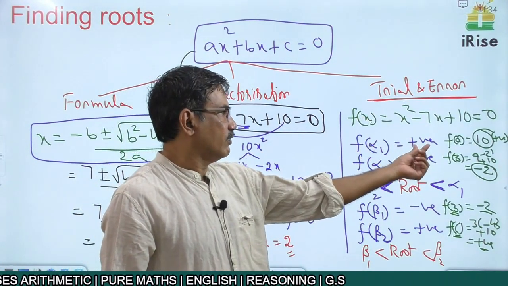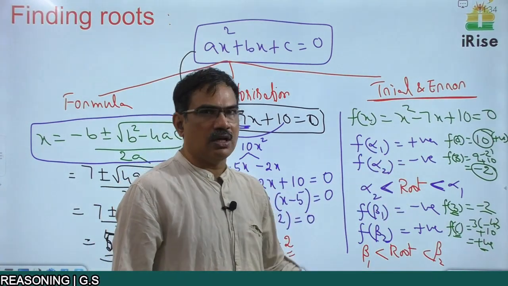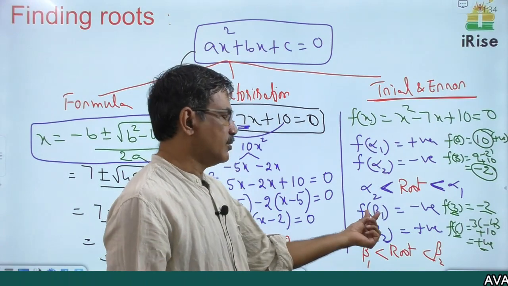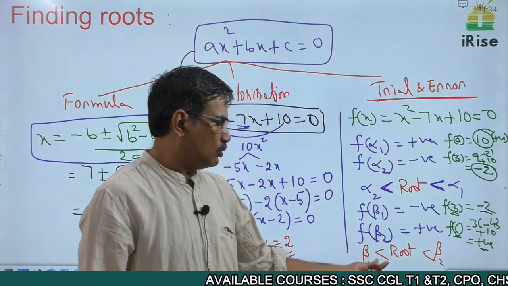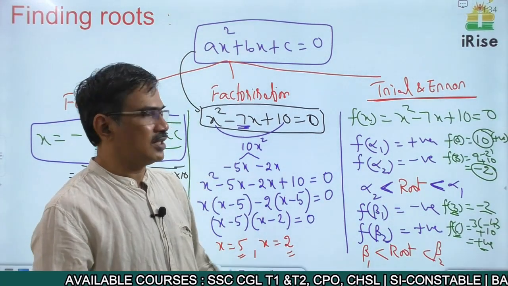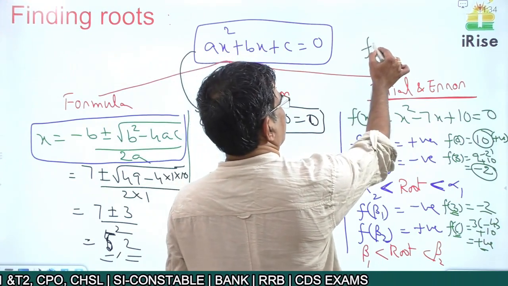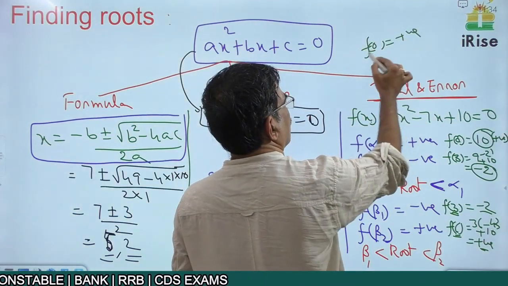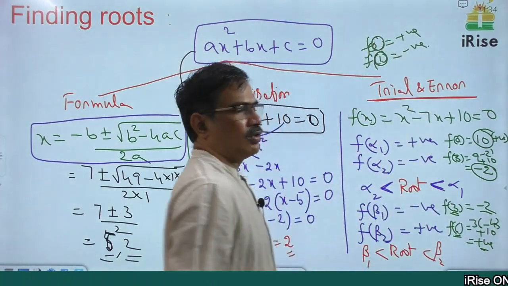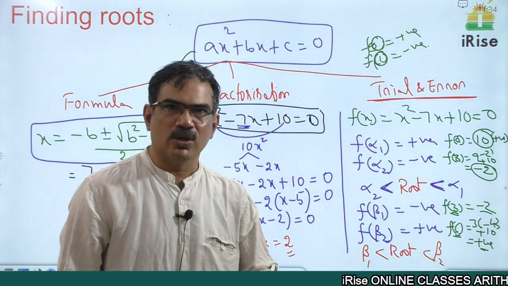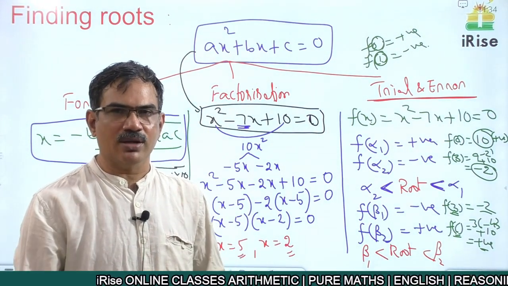If f(α1) is positive and f(α2) is negative, therefore there is a root between α1 and α2. Similarly, if f(β1) is negative and f(β2) is positive, there is a root between β1 and β2. Sometimes roots are also fractions. For example, if f(0) is a positive number and f(1) is a negative number, we say that there is a root between 0 and 1. It may be 0.1, 0.2, 0.3 or 0.4, any number between 0 and 1.